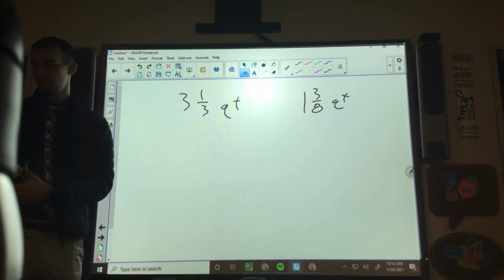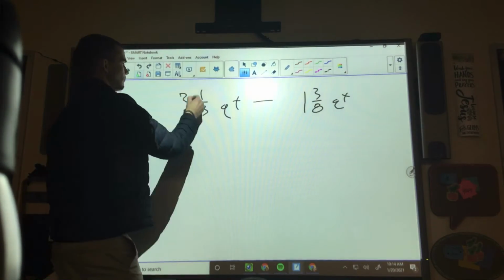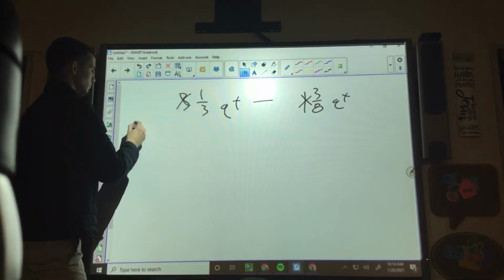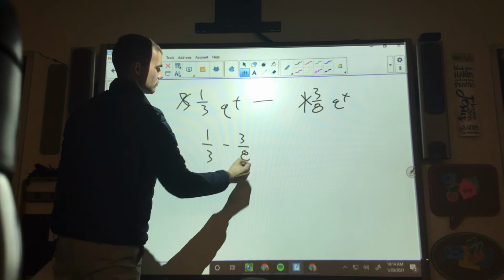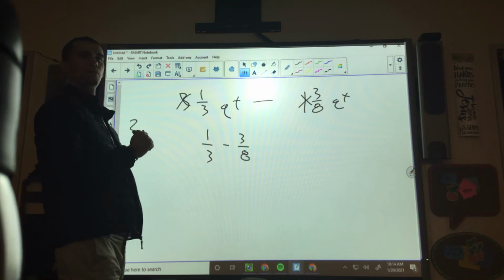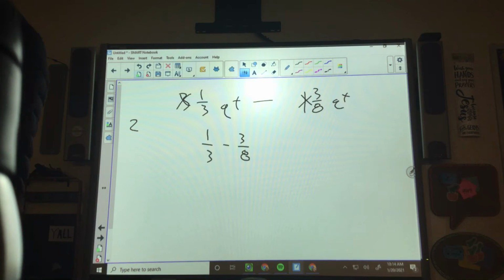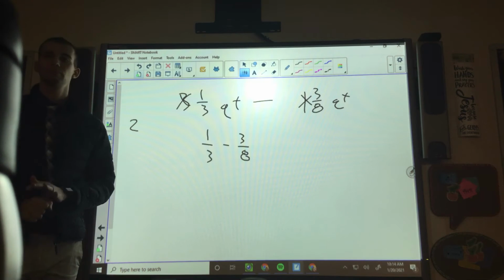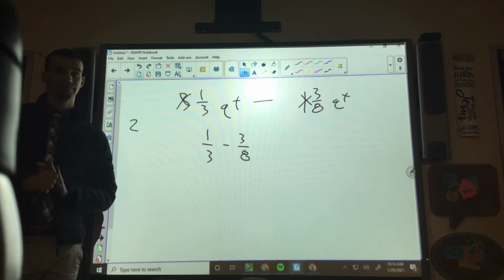Maybe 3 minus 1 would equal 2. And then find a common denominator. 3 and 8. 15? Nope. 8? Nope, 3 doesn't go into 8. It goes into 9. 3 doesn't go into 9. 8 doesn't go into 9 though. That's what I said. Anyone else?